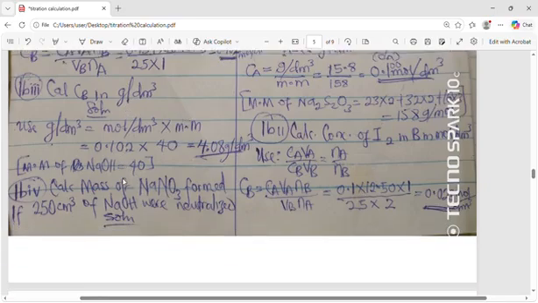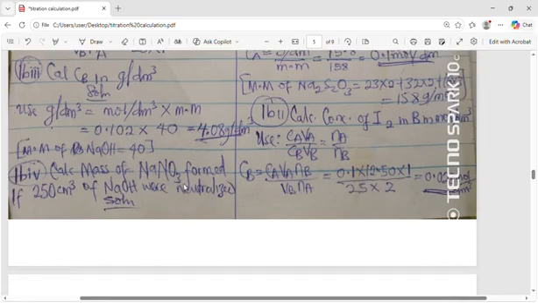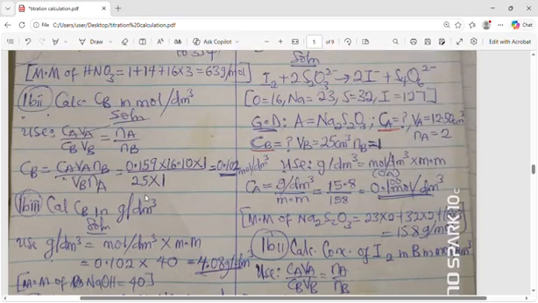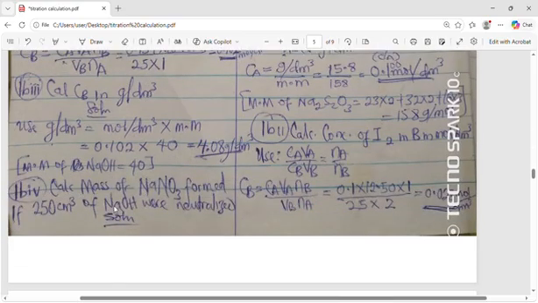Then the next one, calculate mass of NaNO3 formed if 250 cm³ of NaOH were neutralized. Mass of NaNO3 formed. Take note of the two names, NaNO3, then NaOH. These are the two major things you need. So what you will just do is calculate mass of NaNO3. Go and write M on that NaNO3. Write M, that means you are looking for the mass. Then if 250 cm³ of NaOH, you go to NaOH, go and write 250 cm³ there.